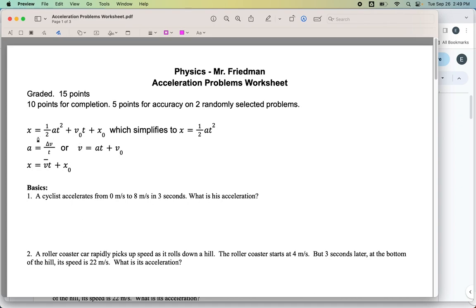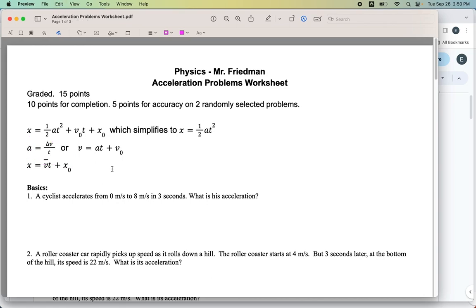And then if it's asking you what's the acceleration, then this equation here is going to be for acceleration, and you need change in velocity divided by time. One thing I want to point out is that in that change in velocity at the top right there, you need to do final velocity minus initial velocity. So your acceleration could end up negative.